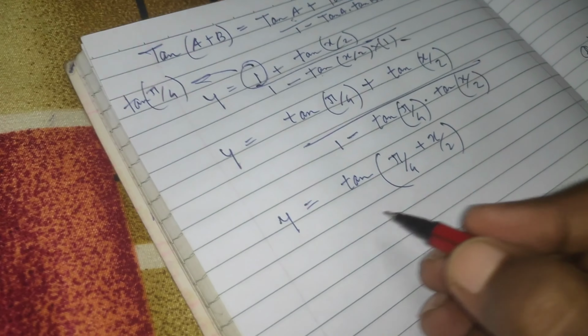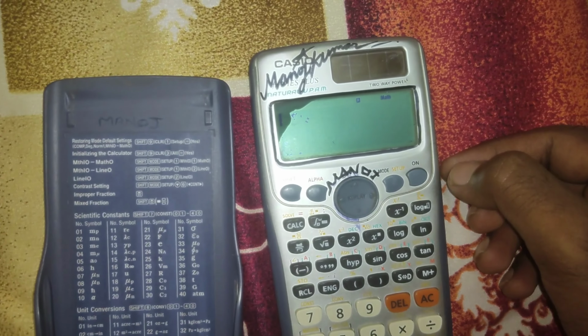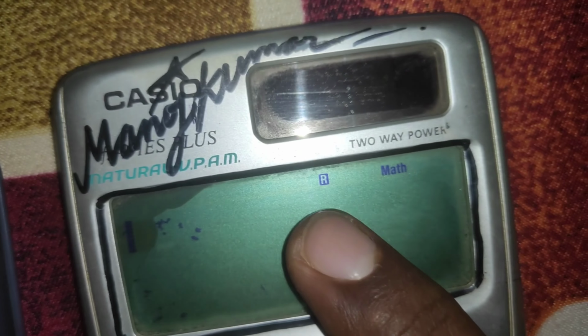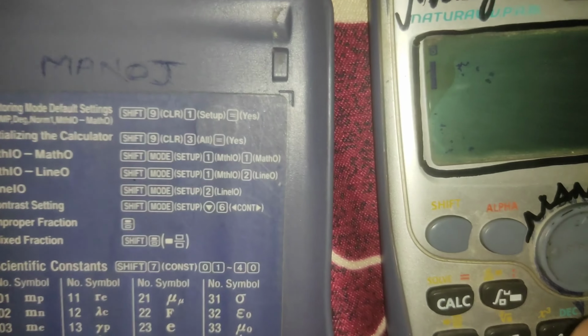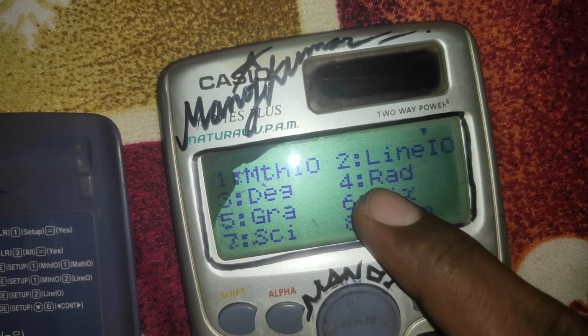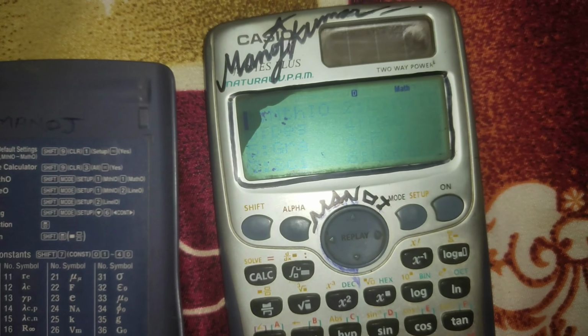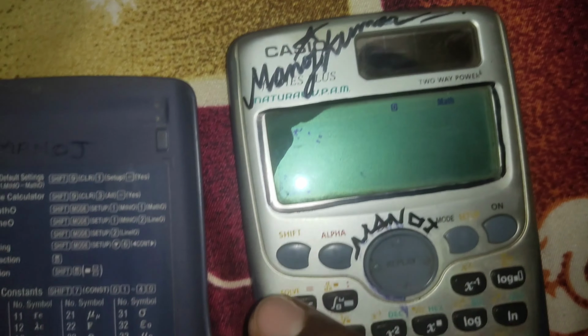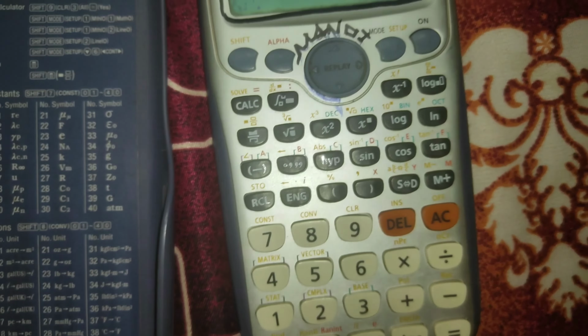So we have simplified it till here. As you can see, in the calculator it also shows radian, R. You can change it: press shift and then mode. Here it shows, if you press 4 it turns to radian, 3 is degree. So I am pressing 3, now it is showing D, which means degree. Again shift mode, press 4, it is showing R, radian.